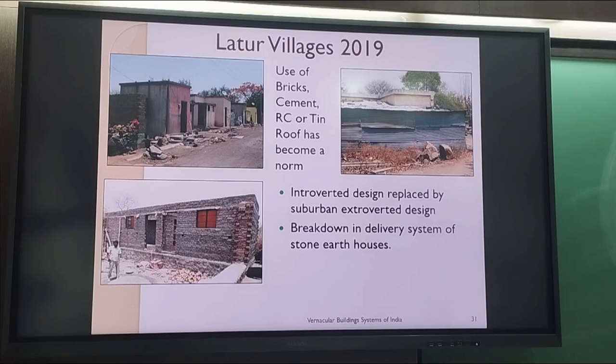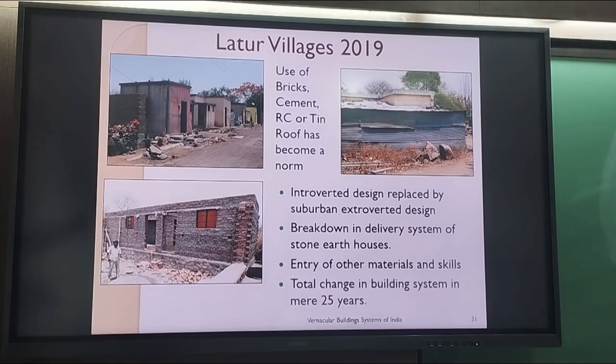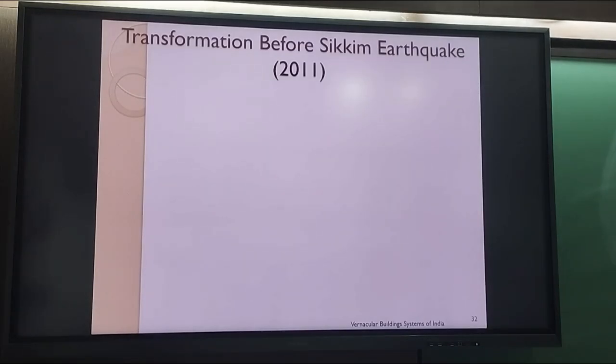And there's a breakdown in the delivery system of the traditional system. Like people who used to break the stone and shape the stone, they're gone because there is no demand. So if someone wants to make a stone house now, it'll be extremely difficult. And of course, new materials are coming, new skills are coming. And in a mere gap of 25 years, this is happening. And people are not happy. People do still remember those houses where they were very, very comfortable.